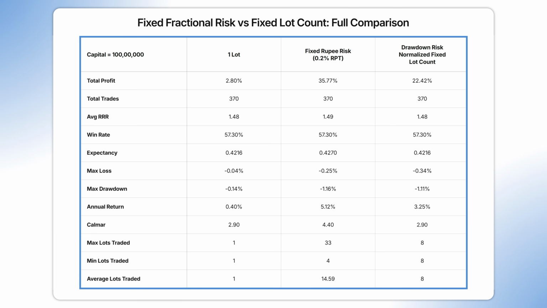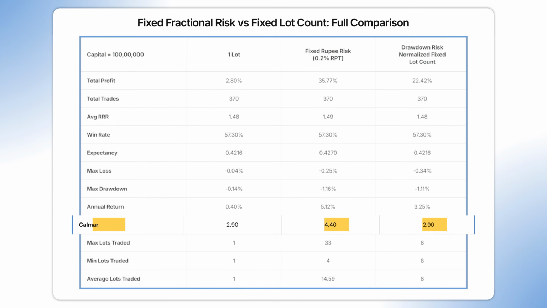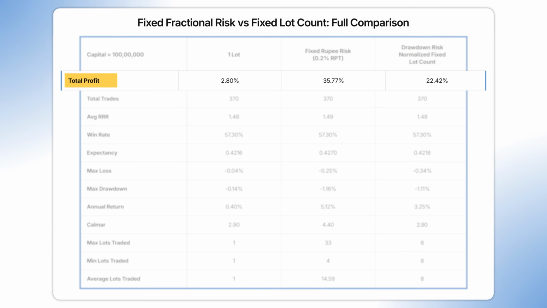Now, as you can see, the Calmar ratio, which is the ratio of return to max drawdown, is 4.4 in the fixed fractional risk and only 2.9 in the fixed lot count kind of position sizing. Got it. This is essentially the risk adjusted return with respect to drawdown risk. Correct. It's much higher in the fixed fractional risk backtest. And the total profit again is much higher in the fixed fractional risk backtest when compared with the fixed lot count backtest normalized with respect to drawdown risk.